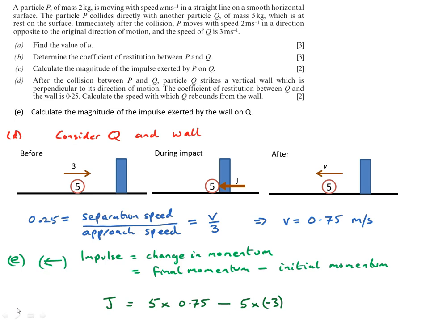Now the minus 3 there is important. It's minus 3 there because we are applying impulse equals change of momentum to the left, so to the left is our positive direction. So that initial velocity of Q, which is 3 meters per second to the right, must be recorded as a velocity of minus 3 if we are regarding to the left as being our positive direction. And that gives me J equals 18.75 Newton seconds.